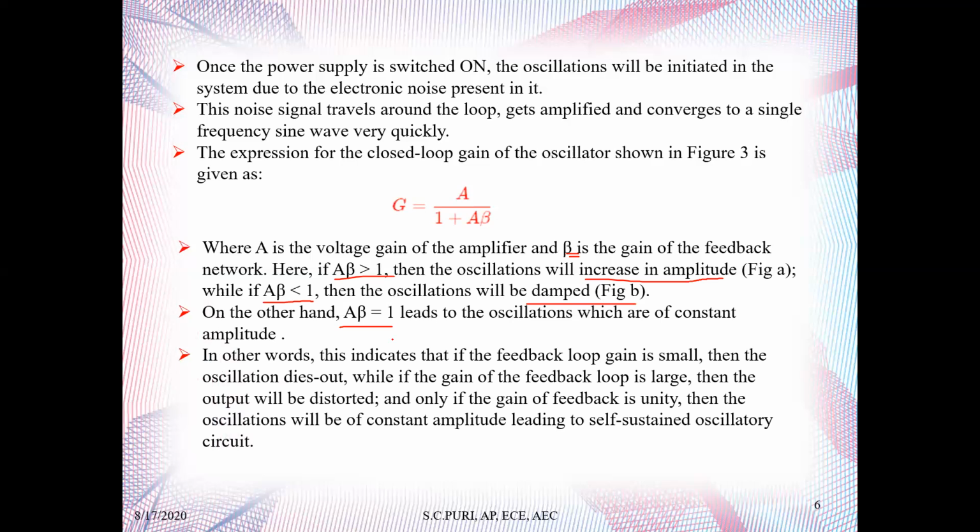In other words, if the feedback loop gain is small, then the oscillations die out. While if the gain of the feedback loop is large, then the output will be distorted. And only if the gain of the feedback loop is unity, then the oscillations will be of constant amplitude, leading to a self-sustained oscillatory circuit.